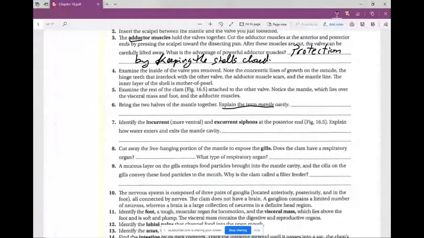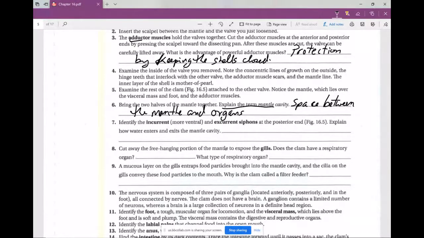Explain the term mantle cavity. All right, so I told you the mantle surrounds the body, right? So the space they're talking about is the space between the mantle and the organs: between the mantle and the visceral mass and the muscular foot and the gills.